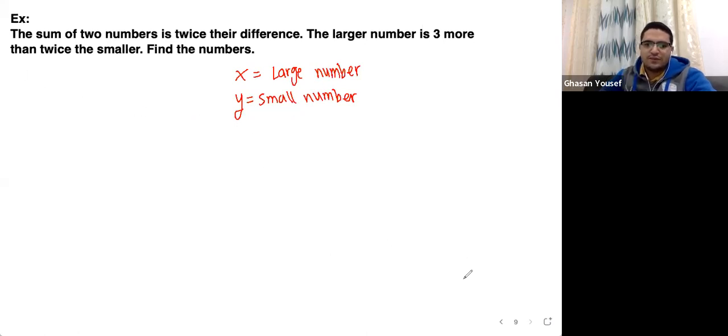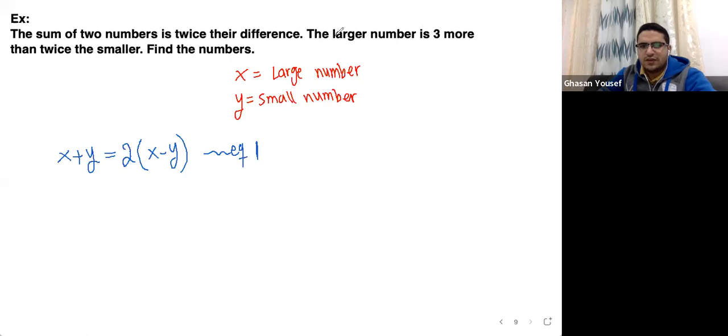Now I'm going to set up the system. So how can I set up the system? I have to read it again. So I have the sum of two numbers. This means I have to add x plus y. The sum of two numbers means equal twice their difference. Twice means we have to multiply by 2. Their difference means x minus y. So I set up the first equation. This is equation number 1.